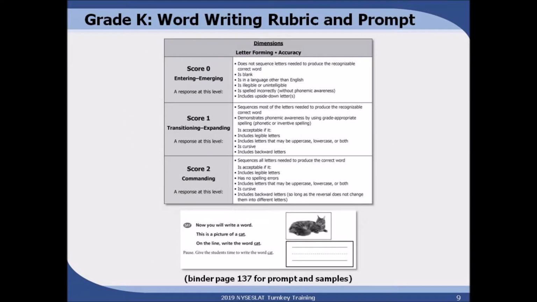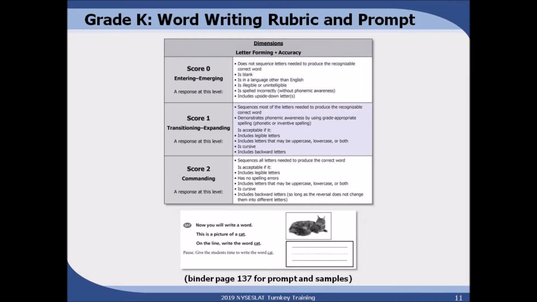Now let's look at the kindergarten word writing rubric. It is on page 137 of the Turnkey materials. The dimensions for word writing are letter forming and accuracy. A response will get a score of 0 if it does not sequence letters needed to produce a recognizable correct word, is blank, is in a language other than English, is illegible or unintelligible, is spelled incorrectly without phonemic awareness, or includes an upside-down letter or letters.